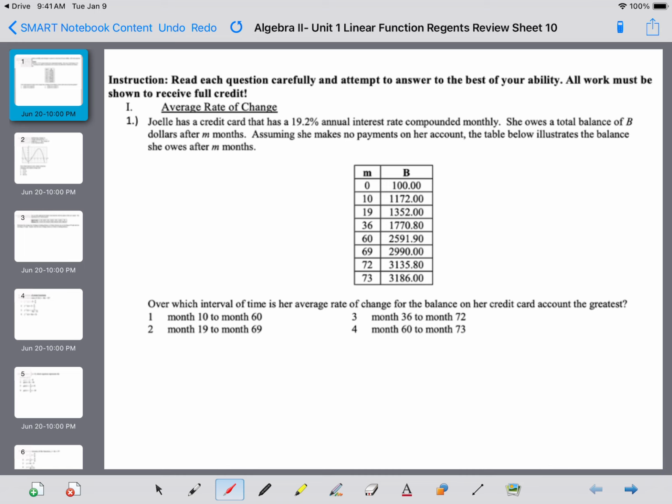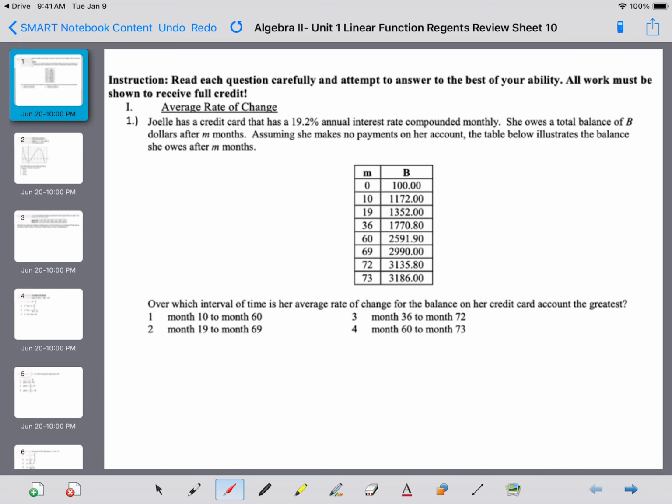So the first section is average rate of change, and you're given a table of values. So you're given outputs, you're given inputs, and it looks like we're trying to find which average rate of change is greatest. Unfortunately, for a question like this, you're going to have to find the average rate of change for each of these intervals. So it'll be a lot of repetition.